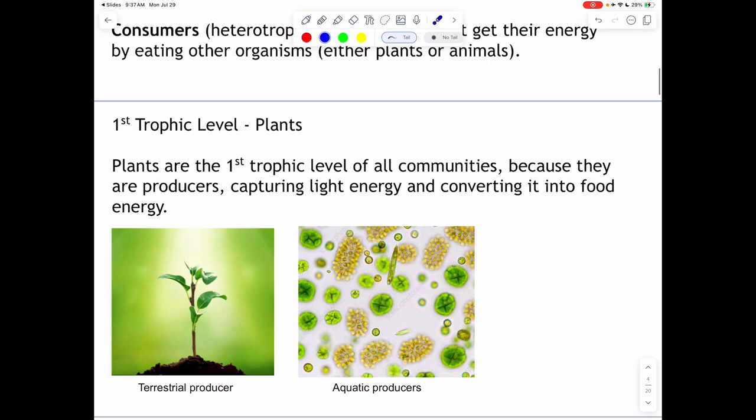All right, let's talk about this first trophic level. As I mentioned, plants are our base. So in this example here, I've got terrestrial producers, such as our trees. This is going to be a tree here, plants, bushes. But we also have aquatic producers, such as phytoplankton. All of these guys here, they're going to make the sugars. And those initial sugars are going to be necessary for all of our communities. They're the ones capturing the light energy and converting it into those sugars.